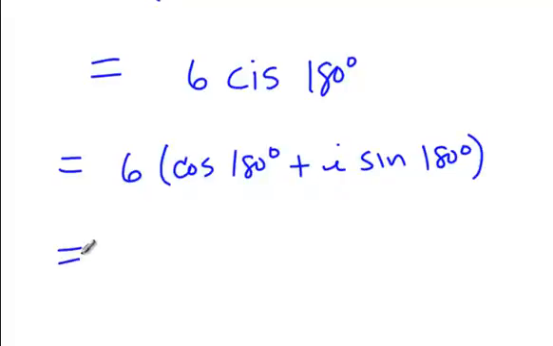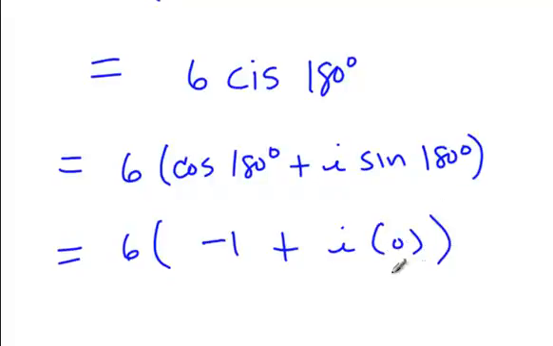And just to clarify, this won't always happen. You won't always end up with a special case angle here, but if you do, you can continue on. Had this been something like 97 degrees, you can stop right there and circle your answer. So we have 6 times the cosine of 180 degrees, which is negative 1. So we have negative 1 plus i times the sine of 180, and the sine of 180 would be 0. So this would be a negative 1 plus 0 times 6. Final answer, negative 6.